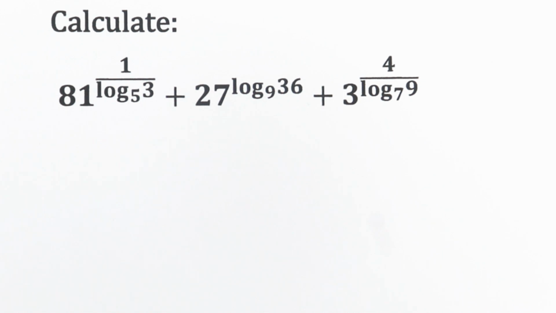Let us look at this nice question. Calculate 81 raised to power 1 over log of 3 to base 5 plus 27 raised to log of 36 to base 9 plus 3 raised to power 4 over log to base 7 of 9.